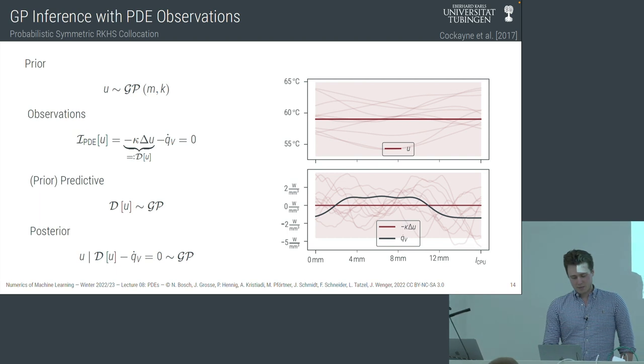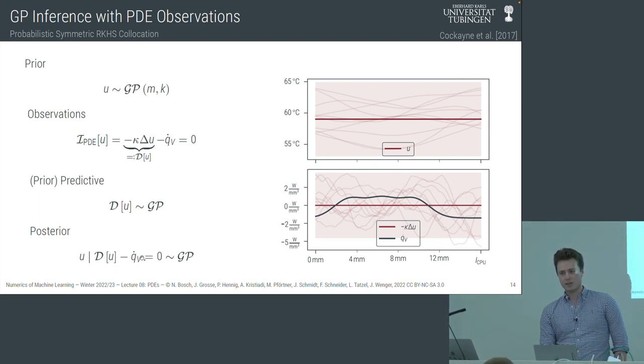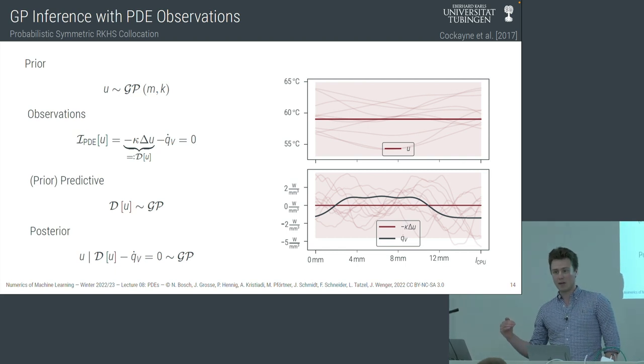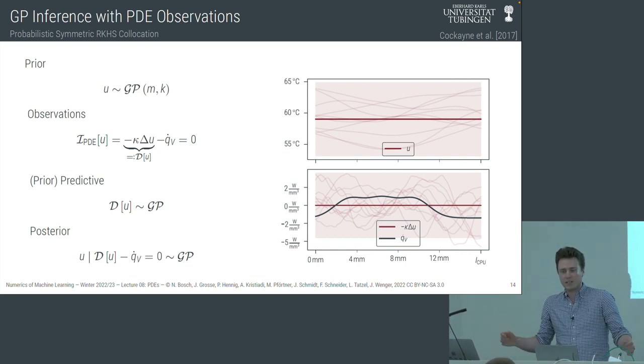We still have a bit of a problem because this is actually an infinite set of observations, right? We want the PDE to hold at every point of the domain, and the domain is typically an interval, for example, so it's uncountably infinite. Computationally, this is going to be quite a challenge. It's basically impossible for the general case unless you know something analytically about the problem you're solving.